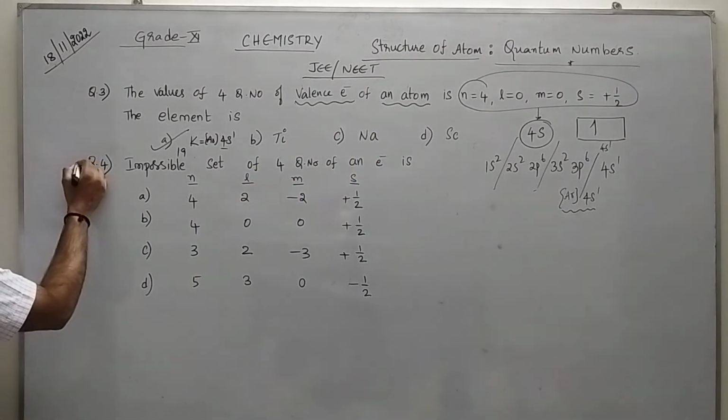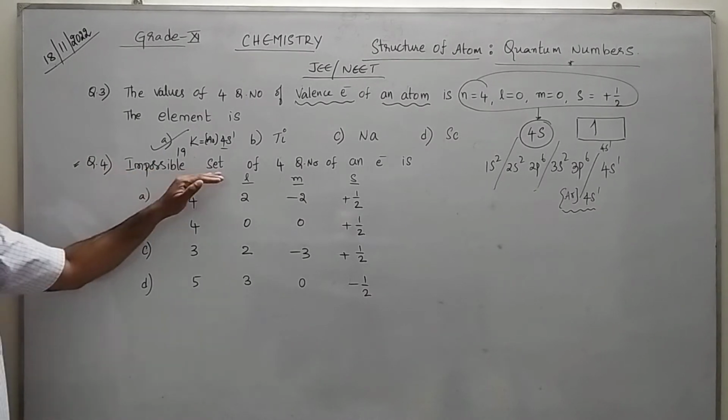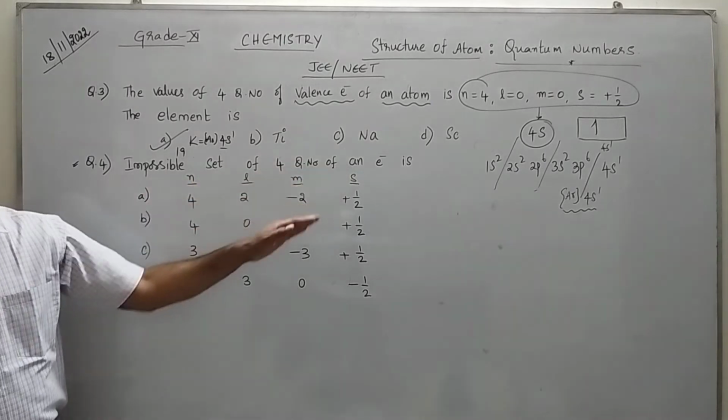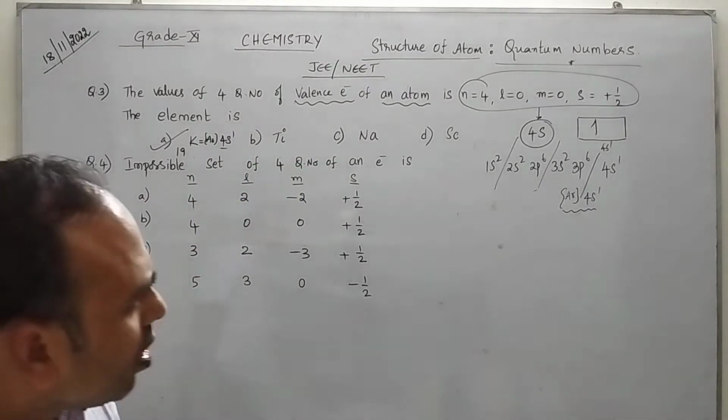Now question number 4. What they have mentioned, they are asking you what are the impossible set of 4 quantum numbers of an electron if n, l, m and s values are given. How to solve this?